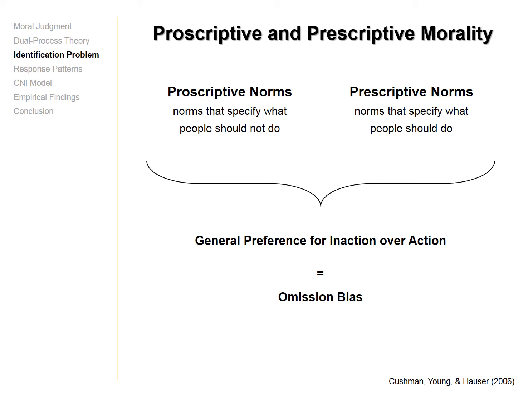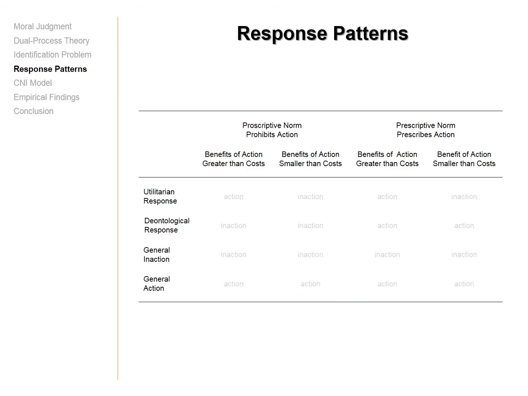From a psychological view, sensitivity to norms and general preference for inaction are fundamentally different because they involve different behavioral consequences, as shown in the case of prescriptive norms, and those different consequences have presumably different underlying psychological processes. So together, these conceptual arguments suggest that we need to independently manipulate consequences and norms. We need dilemmas involving either a prescriptive or a proscriptive norm, where the benefits of action are either greater or smaller than the costs of action.